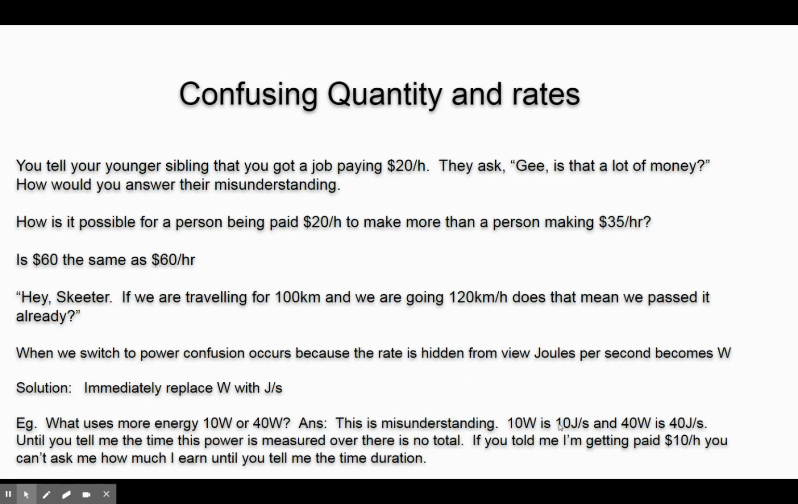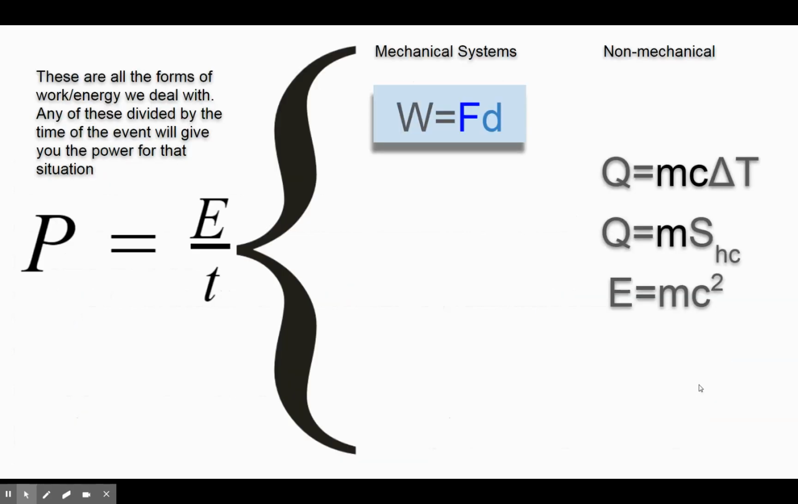Take the 10 watts, change it to 10 joules per second. Take the 40 watts, change it to 40 joules per second, and you instantly can tell. The 40 watt bulb is using energy at 4 times the rate of the other one. But if the 10 watt bulb is left on for 5 hours and the 40 watt bulb is left on for 1 hour, the 10 watt bulb uses more. Try it on your parents. I guarantee you they will automatically say the 40 watt bulb uses more energy, and you can go, aha! And you can lord your intelligence over them.